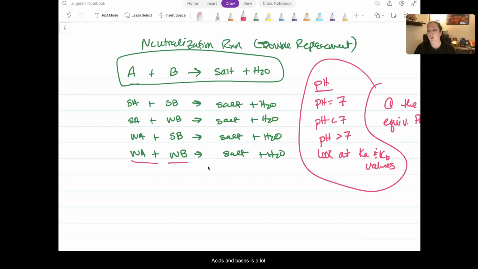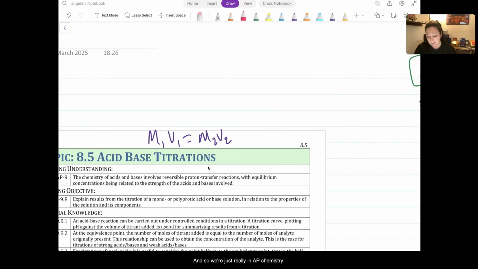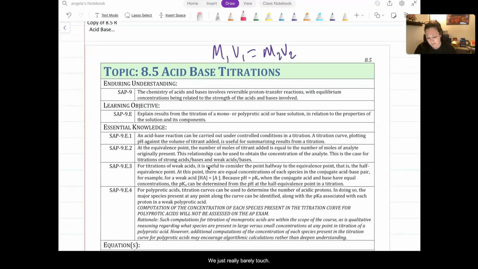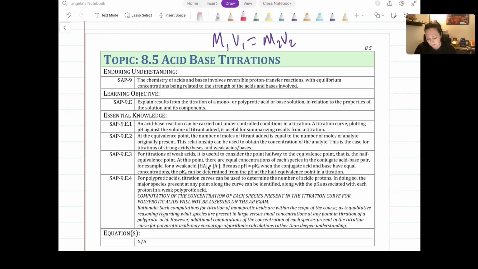Acids and bases is a lot. There's a lot of information here. And so we're just really, in AP chemistry, we just barely get started on it.